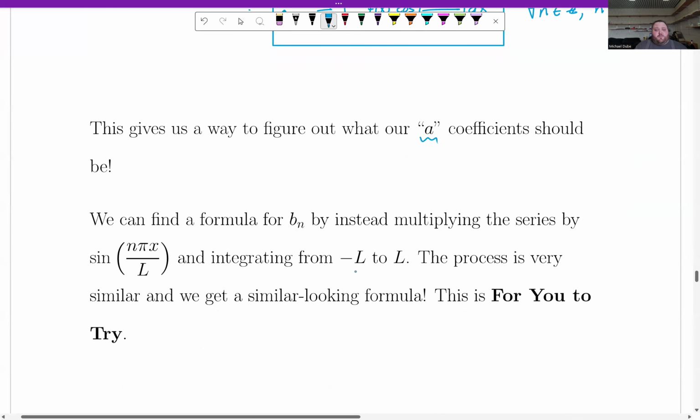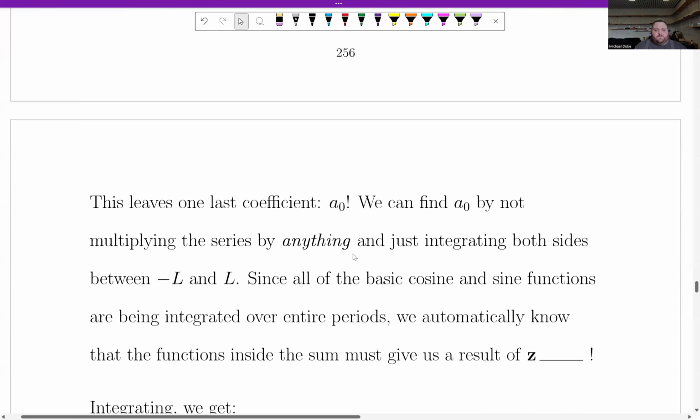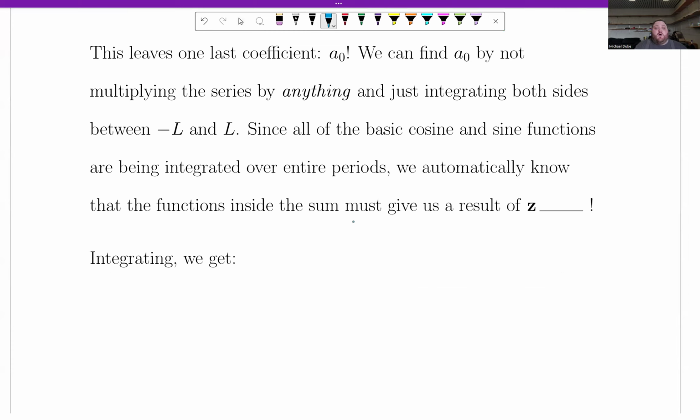We can find a formula for B n by instead multiplying the series by sine n pi x over L and integrating from negative L to L. The process is very similar, and we get a similar looking formula. This is for you to try. We'll have it introduced on the next page. Don't worry. Okay? Good. This leaves us one last coefficient, A naught.